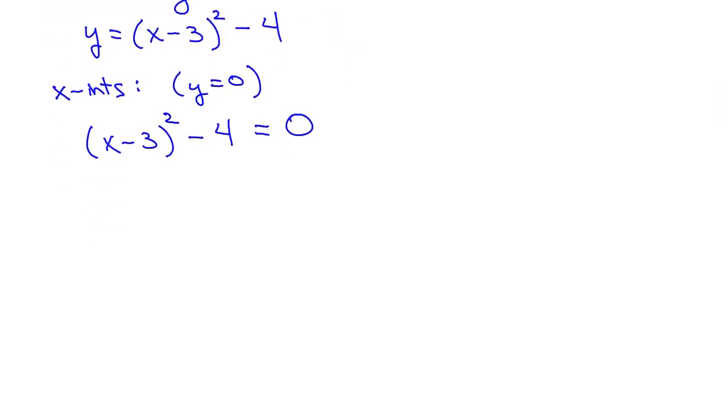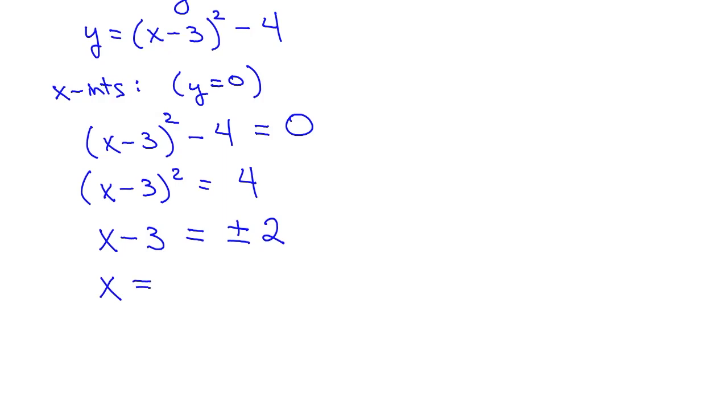To solve this, I'll move 4 to the other side. When it moves to the other side, it moves over as a +4. Next, take the square root of both sides and get x minus 3 equals plus or minus 2. Then move the 3 to the right side. We get x is equal to 3 plus or minus 2.